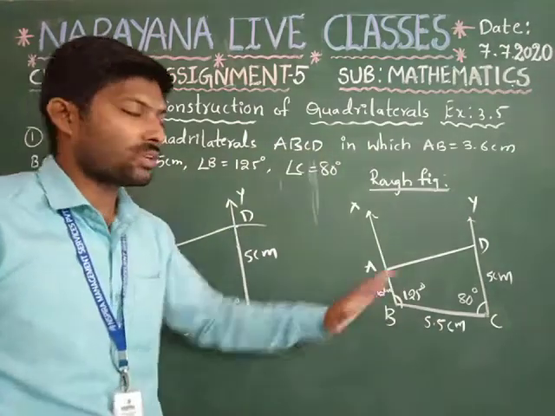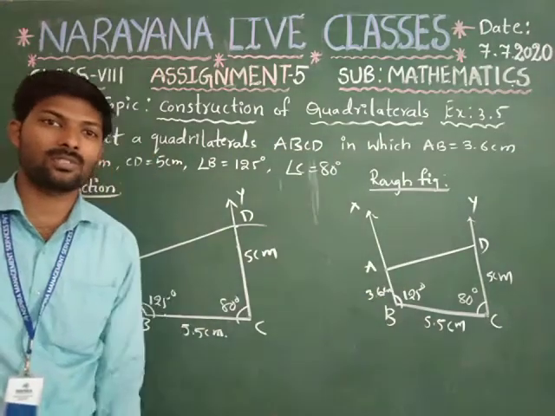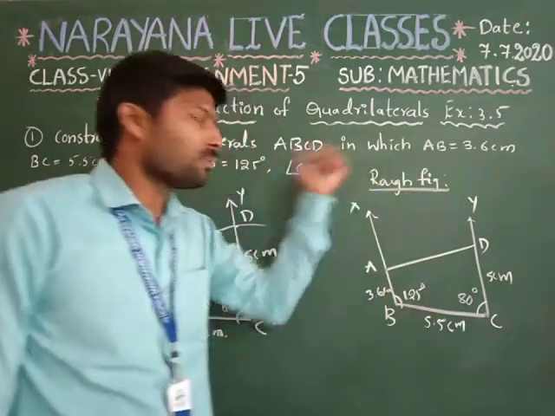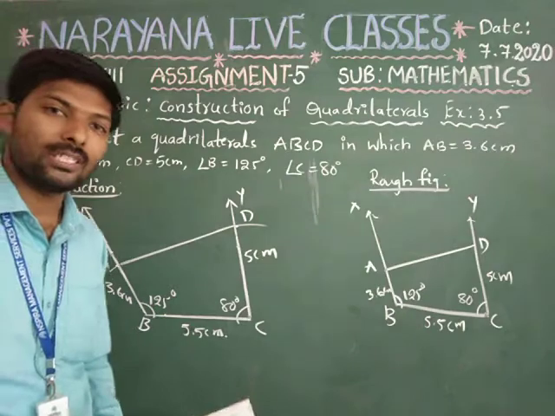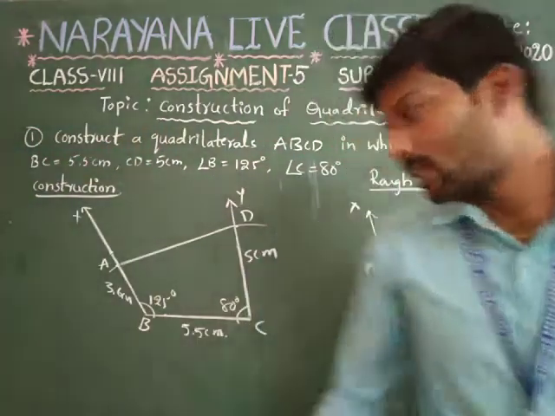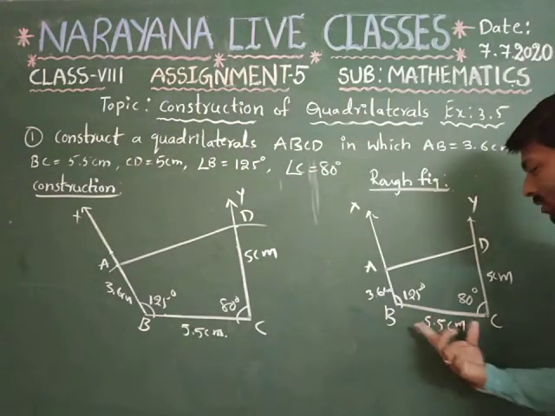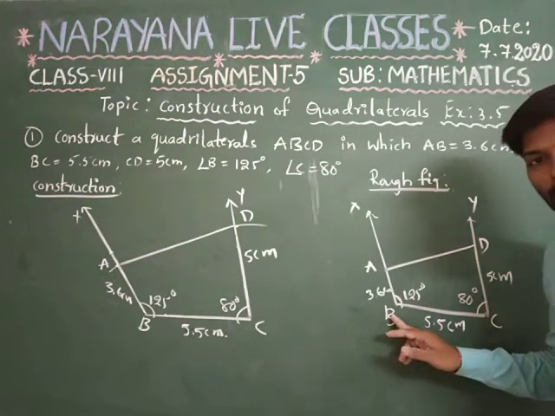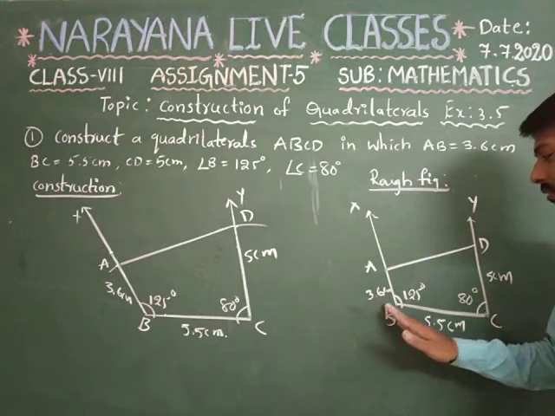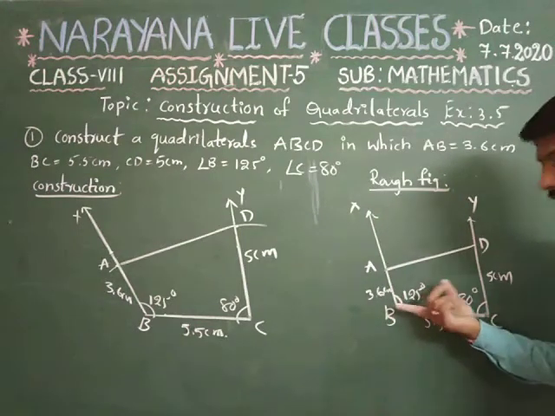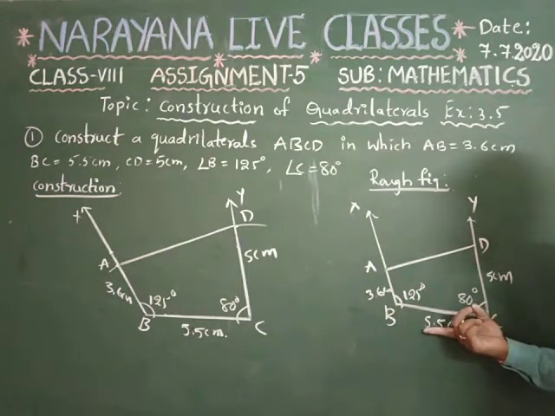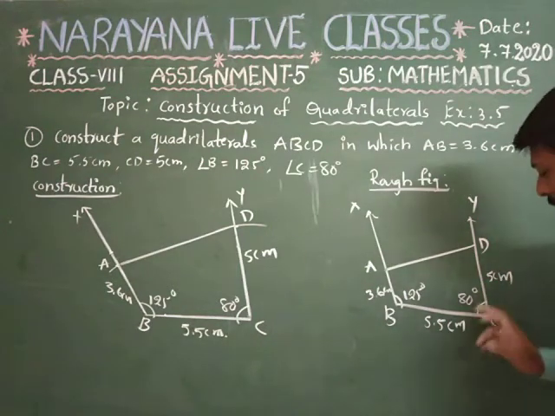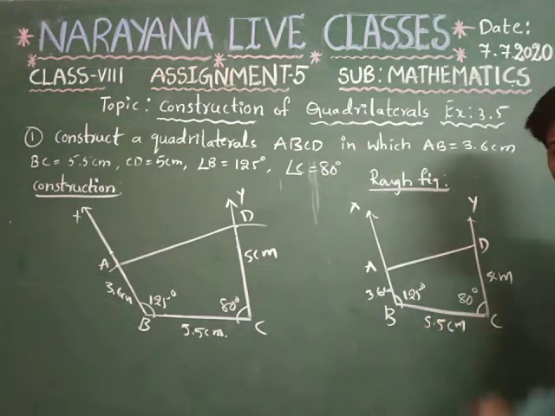After that we have to write the main steps, that is, the construction steps. The first one is: draw the rough diagram and label it based on the given measurements of quadrilateral ABCD. The second: draw a line segment BC with length 5.5 centimeters. Again, from point B, draw one ray, BX, which makes 125 degrees with respect to line segment BC. Similarly, from point C, draw one more ray, CY, which makes an 80 degrees angle with respect to BC.